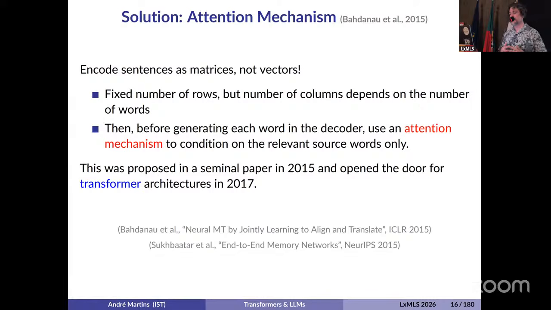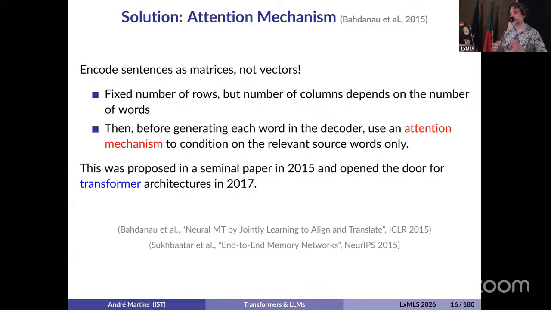And so the way it works is we encode the sentence as a matrix, and then before generating each word in the decoder autoregressively, we use something called an attention mechanism that is going to condition on the relevant source words only. This is trying to mimic a very important idea in machine translation before neural networks called alignments, where we want to align the word that you're going to generate with the words that exist in the source language. So you can think of the attention mechanism as some kind of soft alignments. And this was really what opened the door for the transformer architectures that were proposed 2 years later.